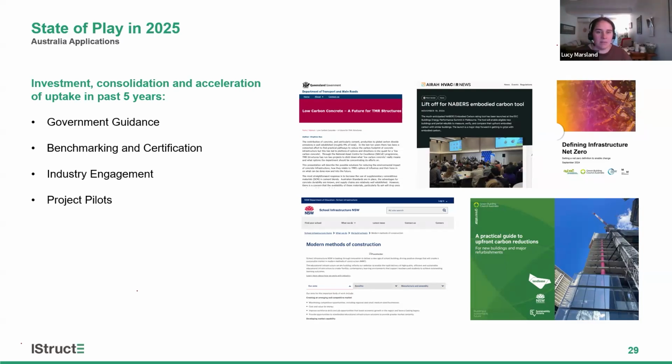So the governments have been incredibly important, particularly in the infrastructure space. And then in the private market, in the building space, benchmarking and certification is probably the driving factor. The industry engagement has really upped, including through the likes of iStruct, and we're starting to see a couple of project pilots, or I like this phrase, pathfinder projects. But yeah, I would love to see more shared in the industry. But I'll share a couple of examples that I have seen in the world.